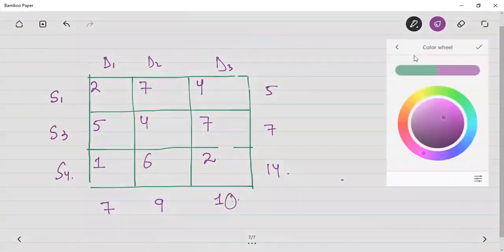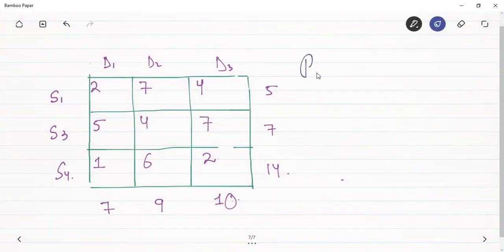Okay, so what we need to do here is again calculate the penalties for each row and each column. This will give us the row penalty, this will give us the column penalty. If we calculate it for the first row, the lowest is 2, then next is 4, the difference between them is 2. Here the lowest is 4, next higher is 5, the difference between them is 1.